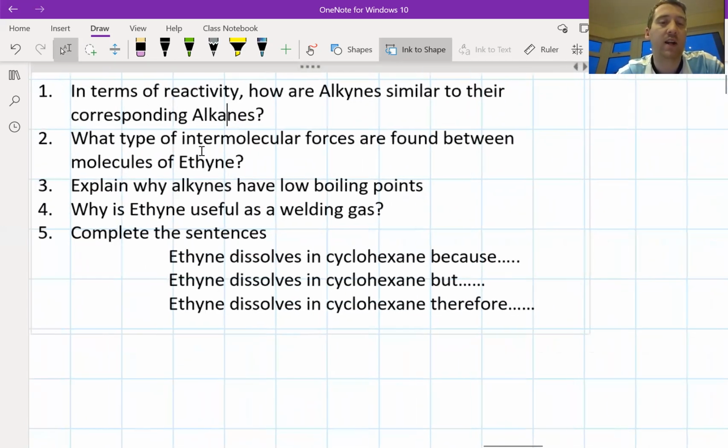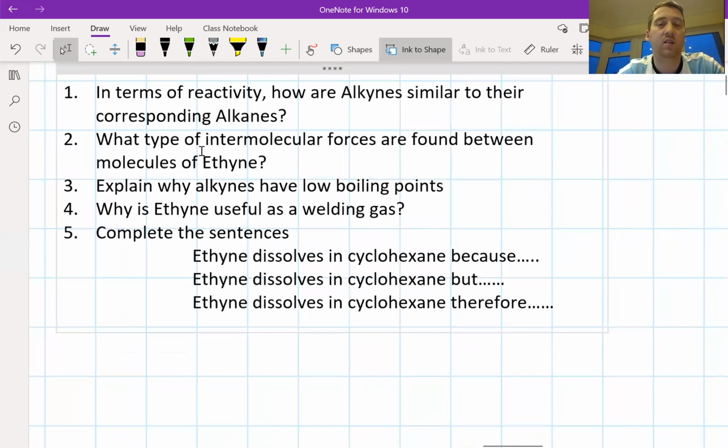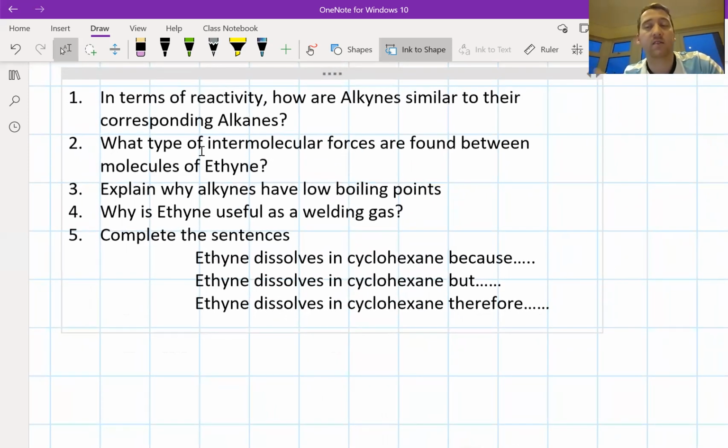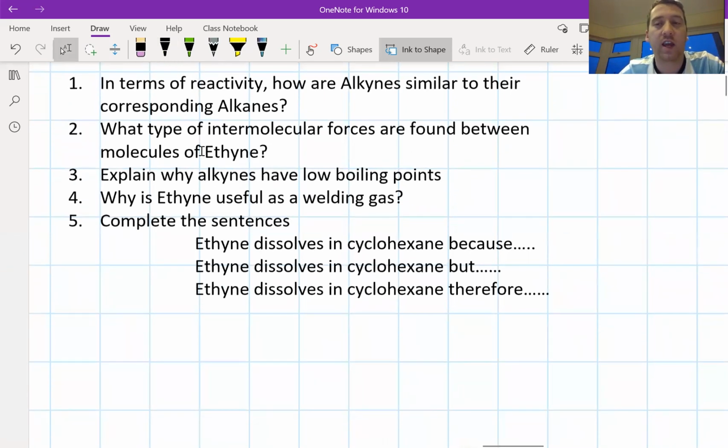The last one, question 5, we're going to take a look at now. Complete the sentences. I have given you the sentence starters, and you have to make a sentence that is logical. Now you might not have the exact same thing as me, but it has to be a sentence that makes sense. So I will show you how to do the first one.